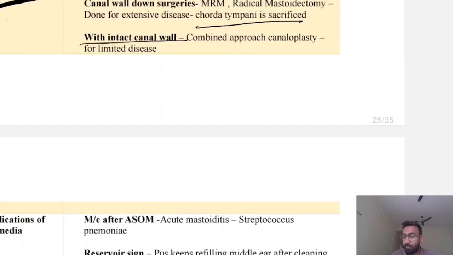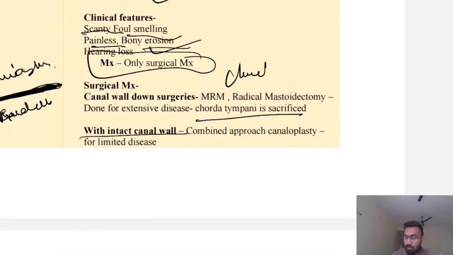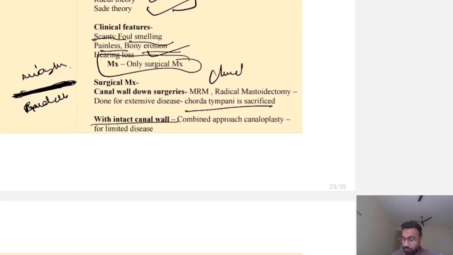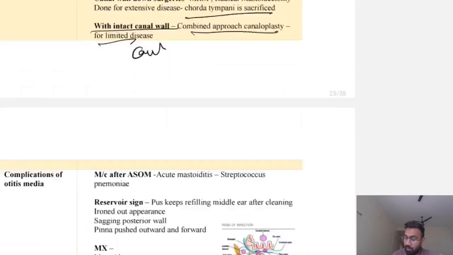In case of intact wall, if this is the mastoid, this is the external ear and middle ear. So if there is an intact canal wall, this is the intact canal wall. So in this case, there is repeated infection in the intact canal wall. Okay, it is done by a combined approach, by canaloplasty for limited disease.